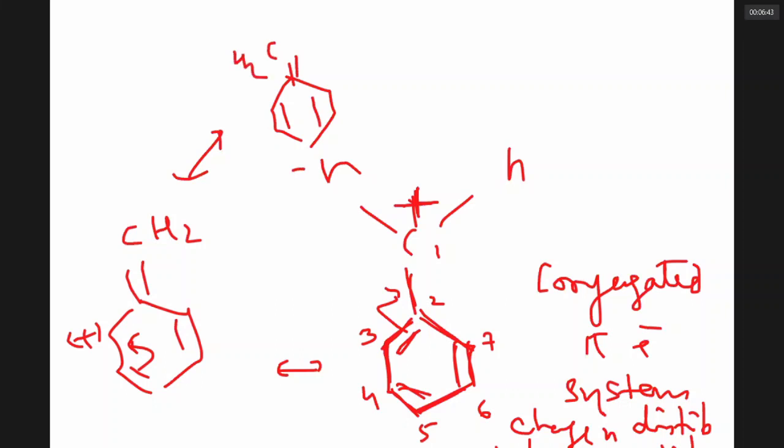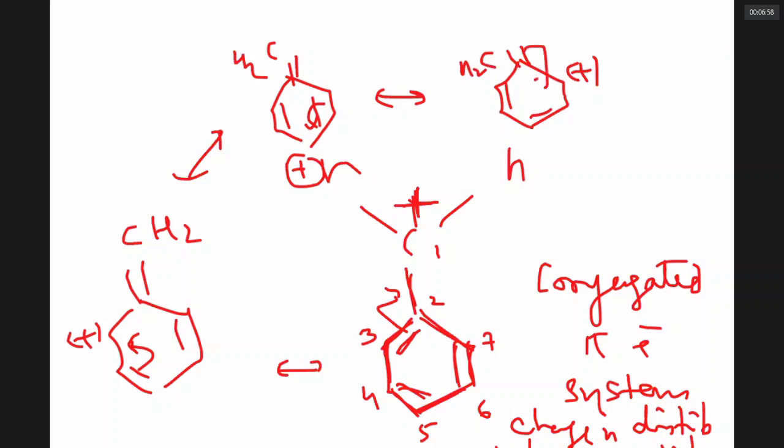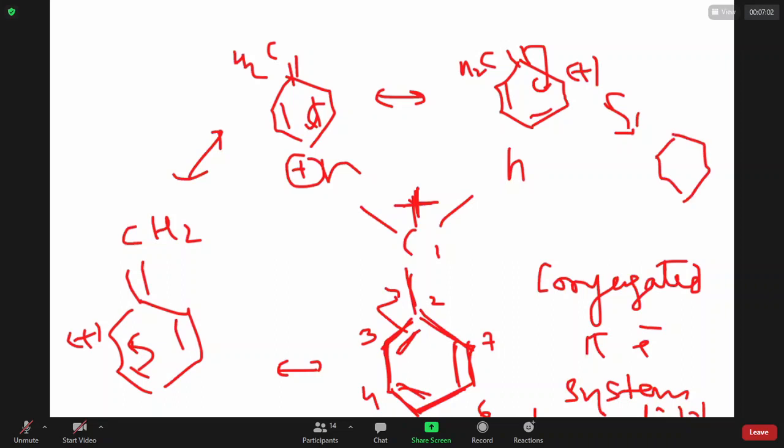Now you got positive charge on carbon number 5. Again it can move like this. Now you got positive charge on carbon number 7. This kind of movement of positive charge, finally it can come here. You got CH2 and double bonds.